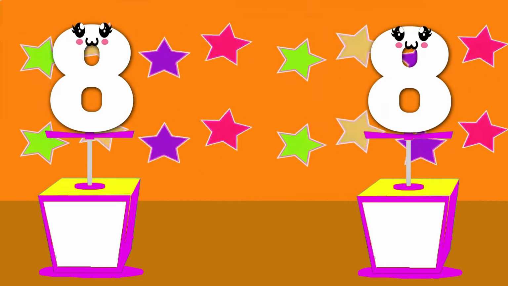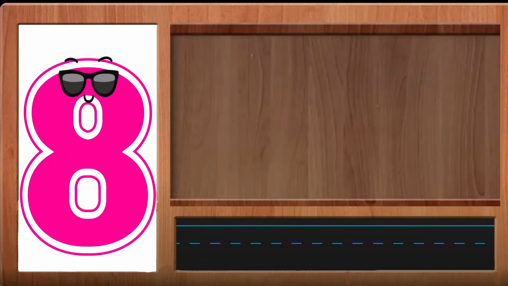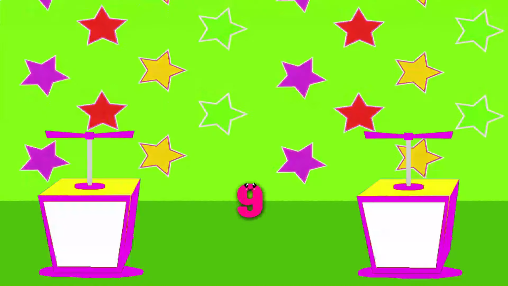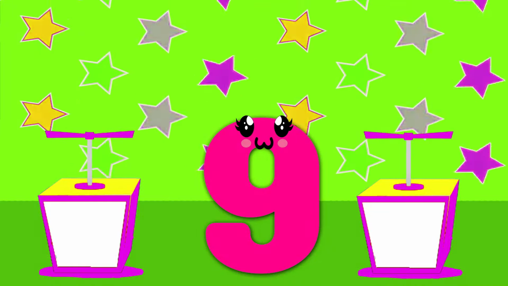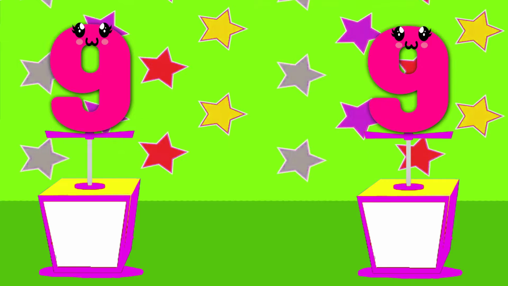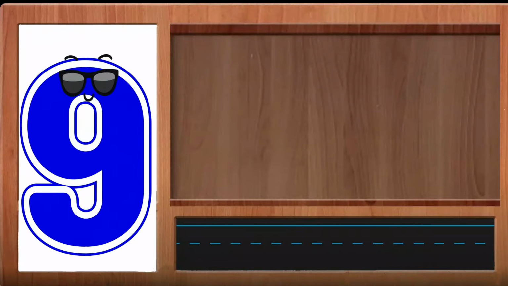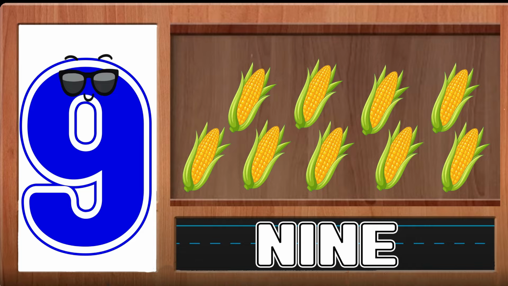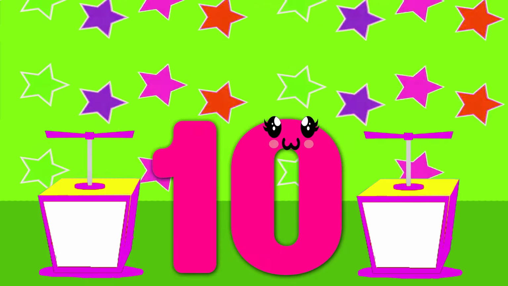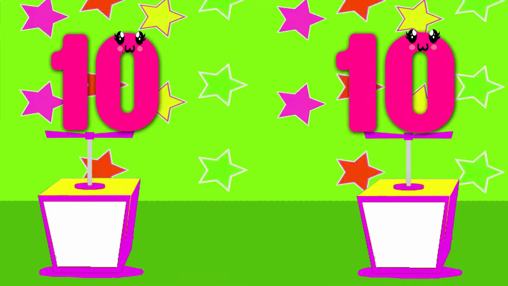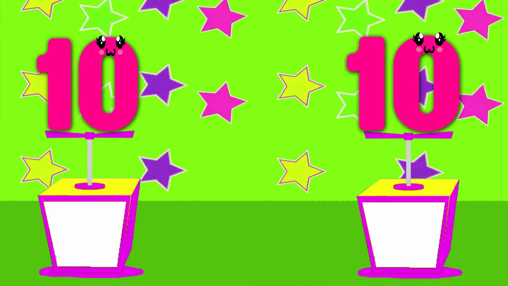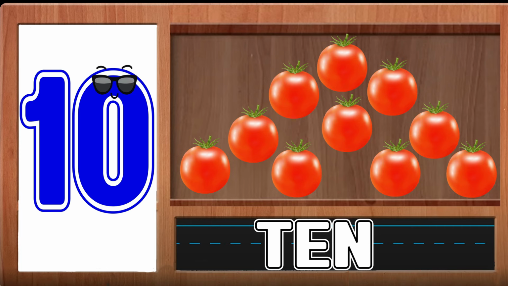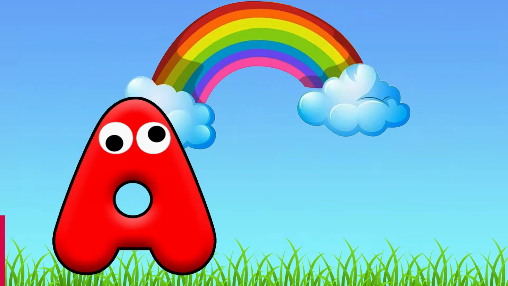Eight, eight, eight, eight. Rutabagas. Nine, nine, nine, nine. Corns. Ten, ten, ten, ten. Tomatoes. A is for alligator.